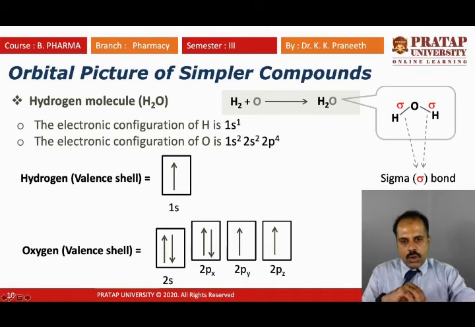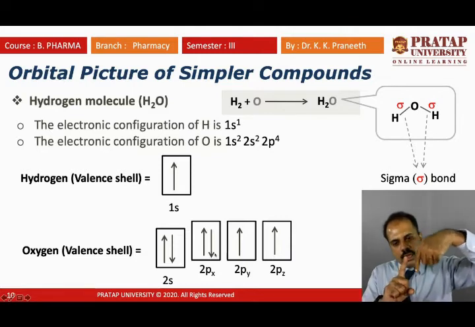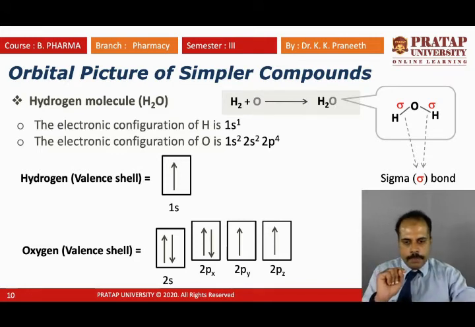So the electronic configuration is 1s2, 2s2, and 2p4. We see only the last shell, the last two orbitals, 2s and 2p. So there are 6 electrons. How to fill this? First we fill 2 electrons in the 2s orbital, and then the remaining 4 in the p orbital. So one electron, one electron, one electron, and the next electron will come here and then pair up, anti-parallel, which is called pairing. So these 2 electrons are paired here.